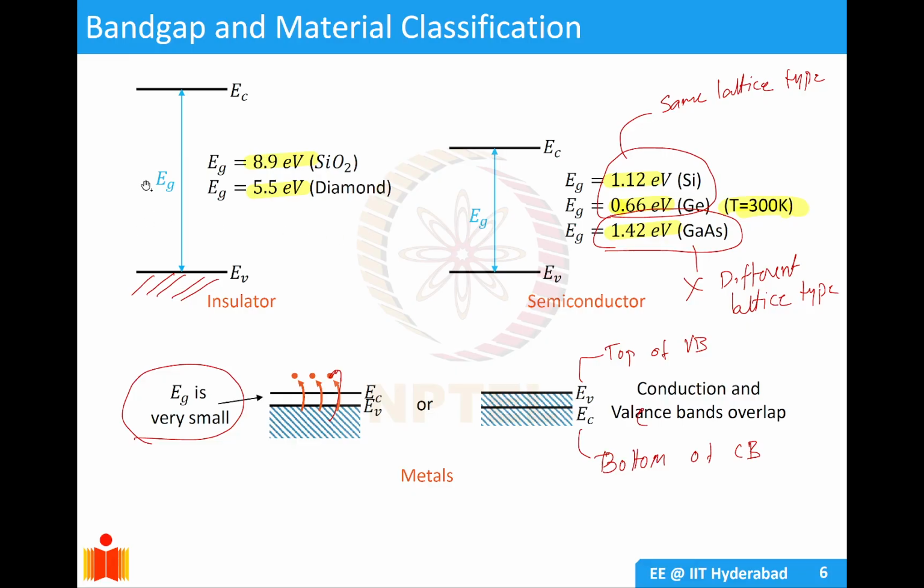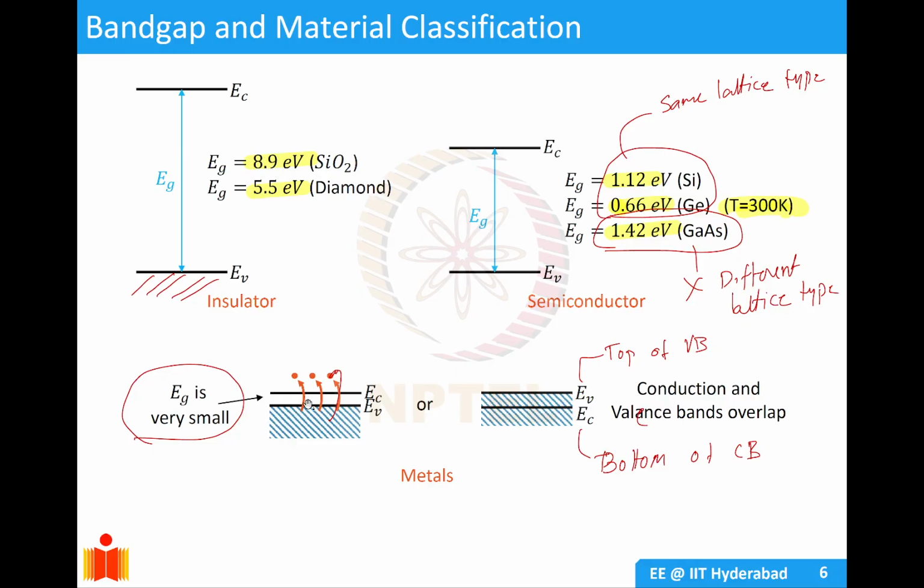Now this forbidden energy gap is called the band gap, and it is a characteristic of a material. So each material has a characteristic band gap. For SiO2, the band gap is given as 8.9 electron volts. For diamond, it is given as 5.5 electron volts. So these are insulators, which have a large band gap. So there is very little possibility of having electrons in the EC region. Therefore, they are very highly resistive.